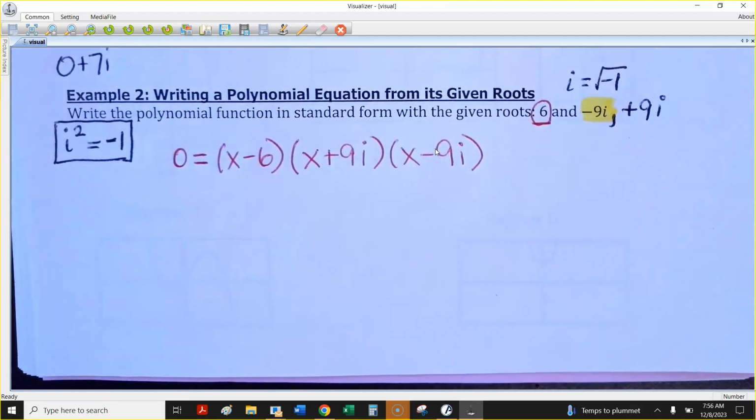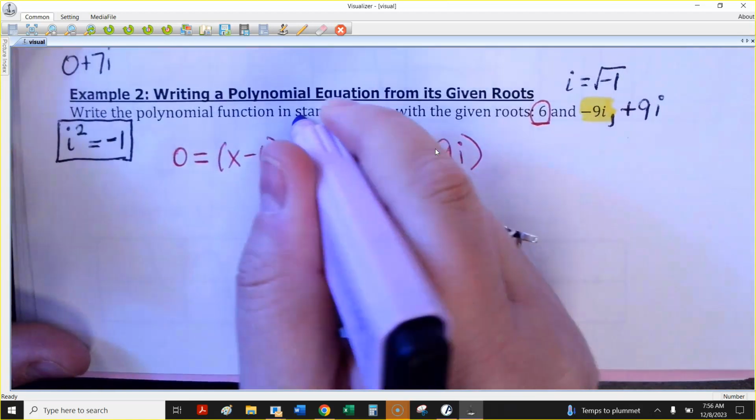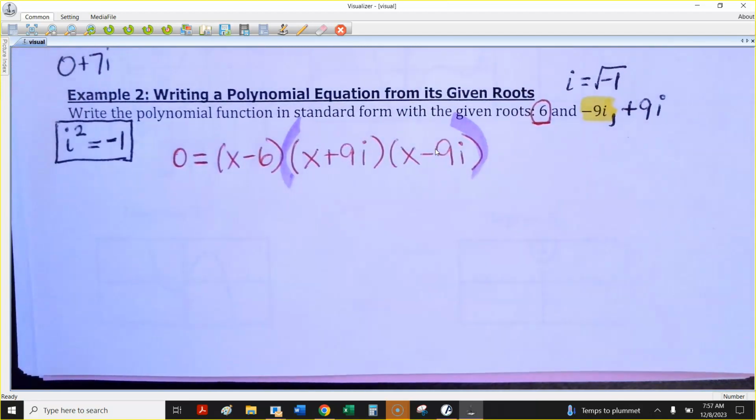We're going to multiply this out to put it in standard form. This would be factored form. I just wrote the linear factors associated with those zeros. Okay, you can multiply x minus 6 times x plus 9i, but don't do that. It's super annoying and it's going to take you longer. So if you have conjugates, multiply those two together first. You're just going to multiply two at a time, but do the conjugates first. When you do that, all the imaginary parts will cancel out.